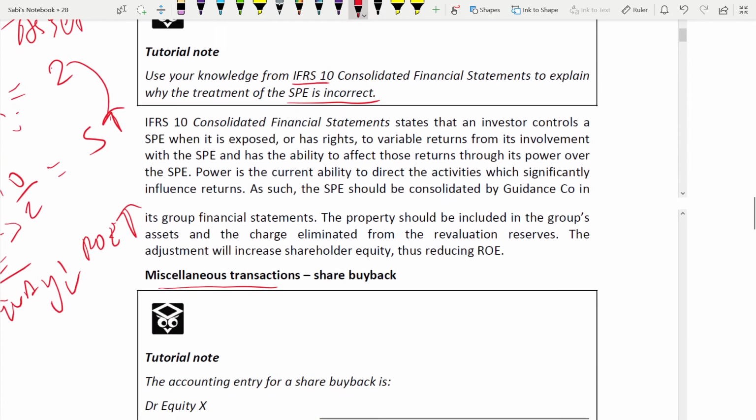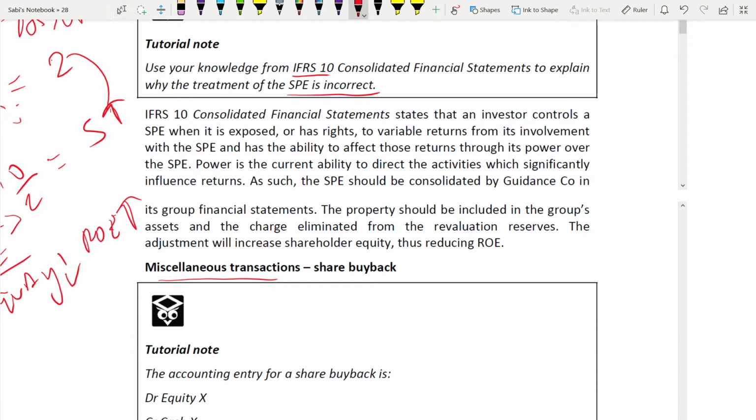So when it comes to IFRS 10, what does it say? Control. You have to talk about the word control. It states that an investor controls an SPE when it is exposed to, or has rights to, variable returns from its involvement with the SPE and also has the ability to affect those returns through its power over the SPE. But the power is the current ability to direct the activities which significantly influence returns. That means they have the power to change the returns. Whether they exercise that power or not does not matter, but they should have the power. As such, the SPE should be consolidated in the group financial statements.